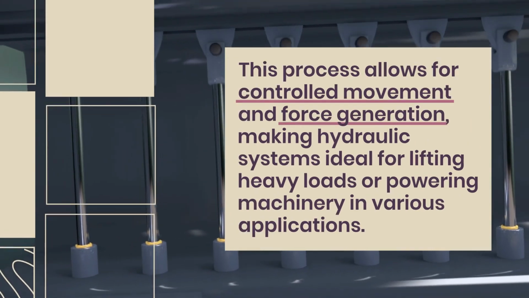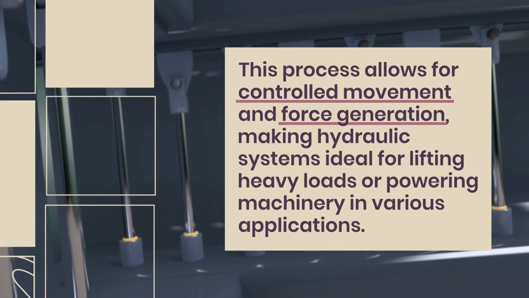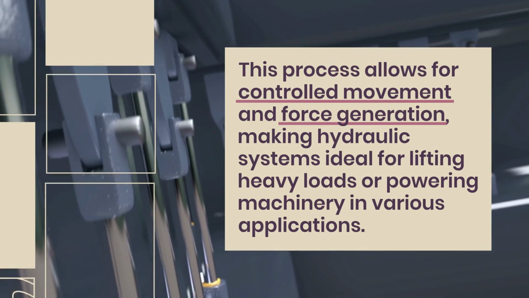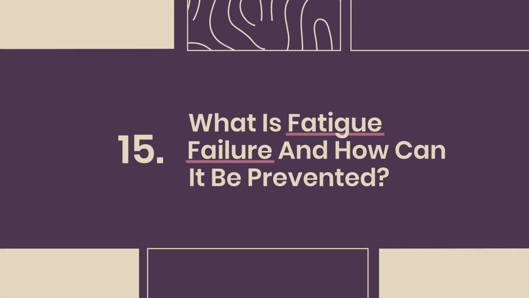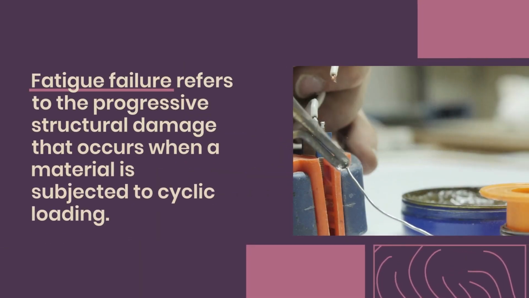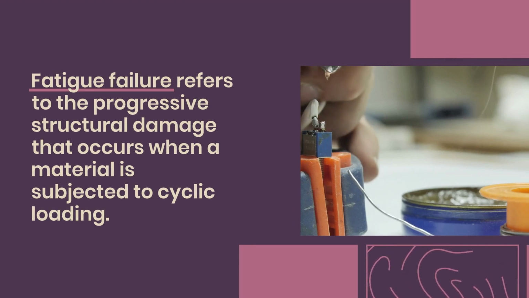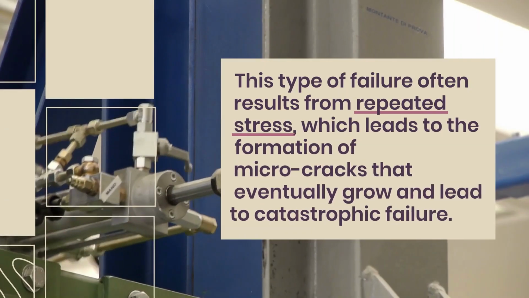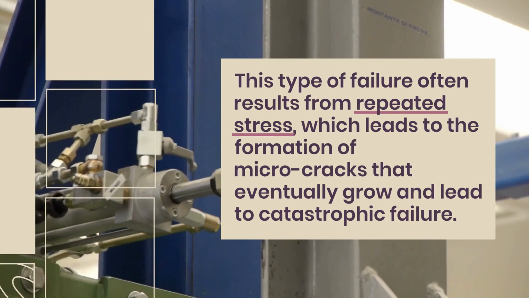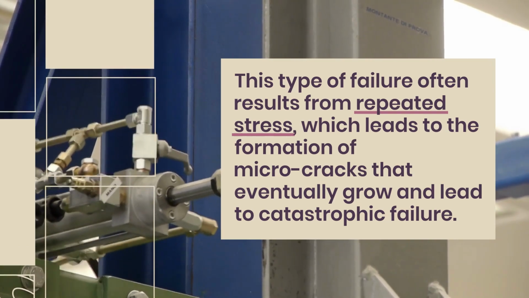This process allows for controlled movement and force generation, making hydraulic systems ideal for lifting heavy loads or powering machinery in various applications. 15. What is fatigue failure and how can it be prevented? Fatigue failure refers to the progressive structural damage that occurs when a material is subjected to cyclic loading. This type of failure often results from repeated stress, which leads to the formation of micro cracks that eventually grow and lead to catastrophic failure.